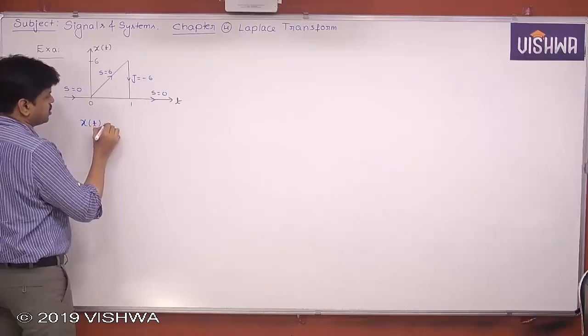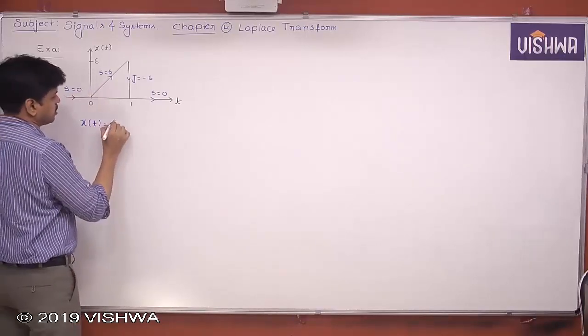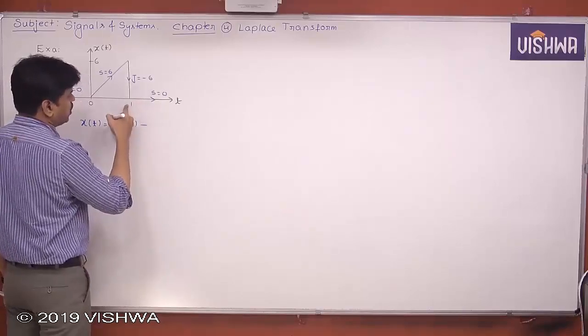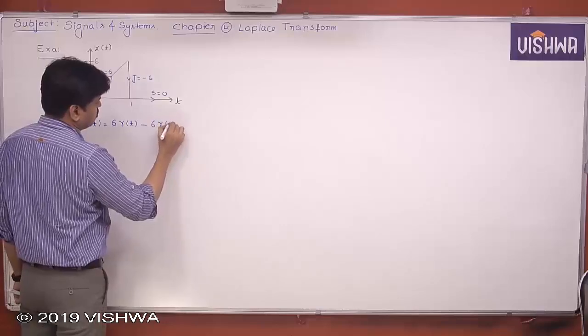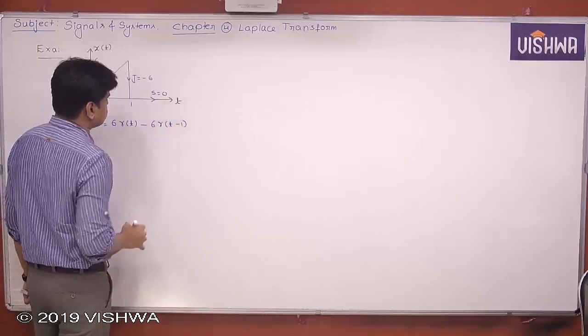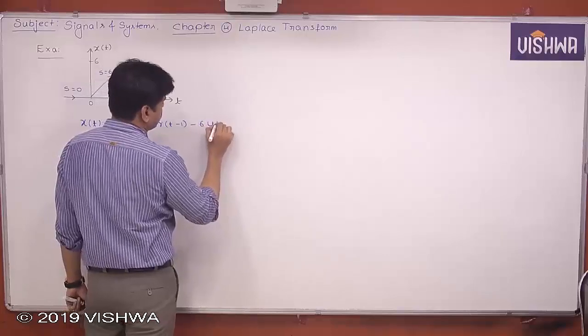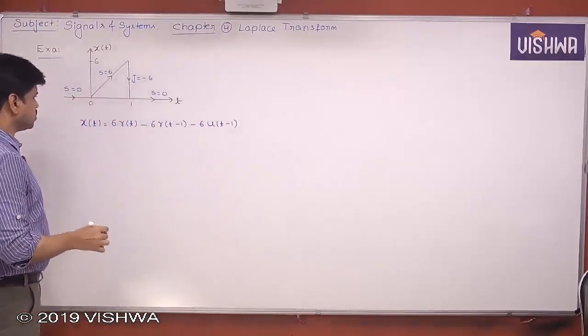x of t is equal to, at 0 there is a change in slope, 6 minus 0, 6 r of t, minus, at 1 there is a change in slope, 0 minus 6, minus 6 r of t minus 1, and there is a jump, so minus 6 u of t minus 1. So this is x of t.